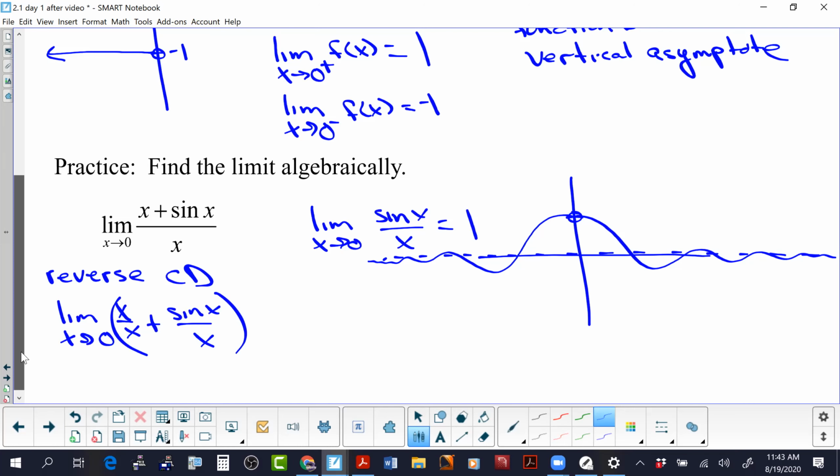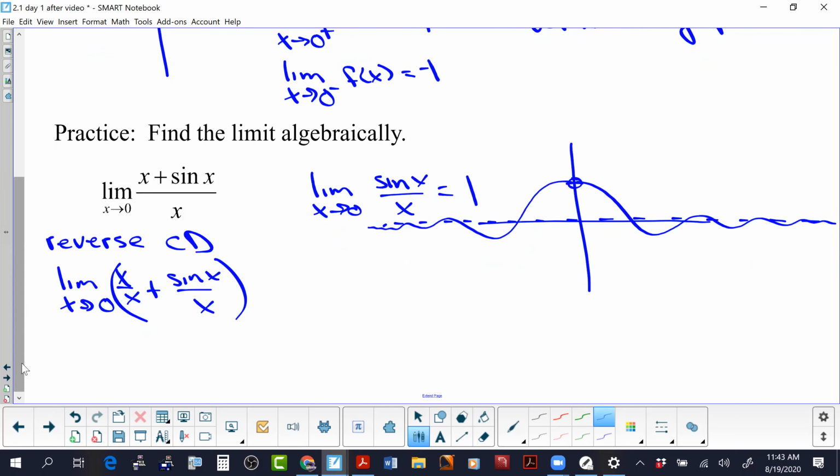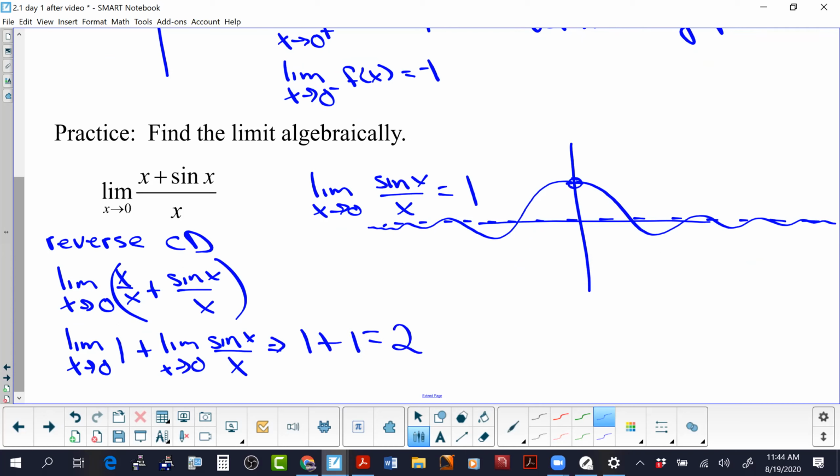But now, the limit of the sum is the same as the sum of the limits. X over x is 1, plus the limit as x approaches 0 of sine of x over x. The limit of the sums is the same as the sum of the limits. Well, the limit of a constant is just 1, and we were told that this all equals 1. So the answer we're looking for on that one is just simply 2.